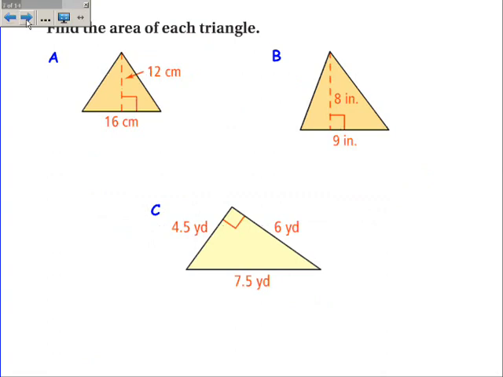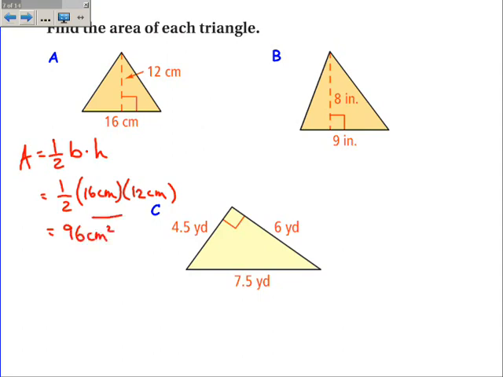Okay, so here's a couple of sample examples. Part A, it's 1/2 the base times the height. Now, the base is 16 and the height is 12. So 1/2 times 16 centimeters times 12 centimeters is, I will do 16 times 12 divided by 2, and I get 96 square centimeters. Okay, not too bad. I will skip B, but look at C.